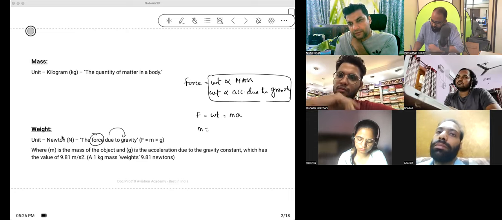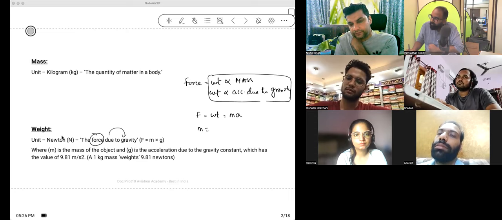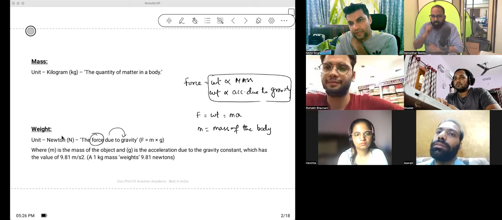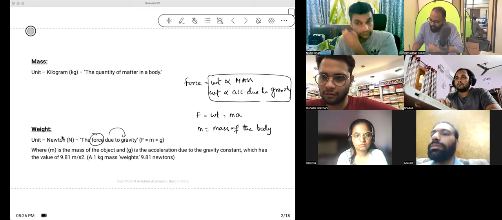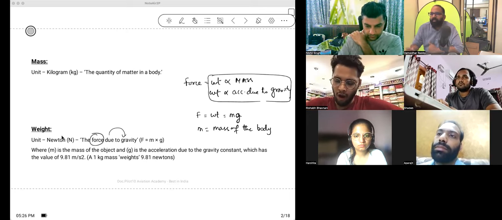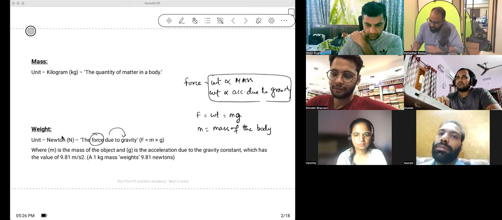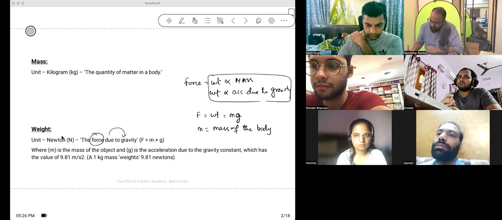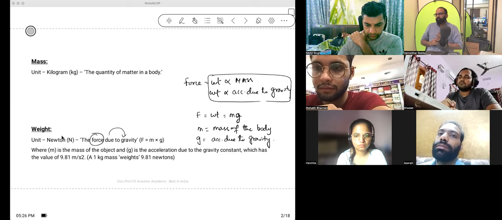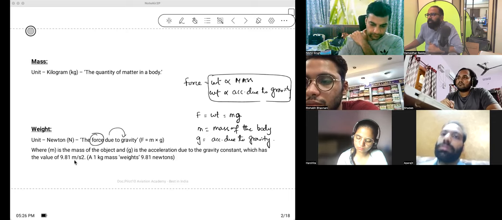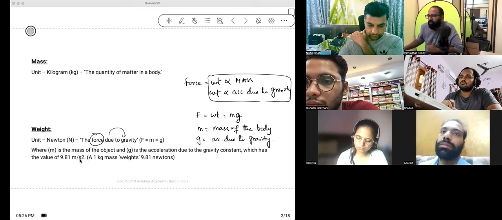What is M? Mass of the body. What is A? Acceleration due to gravity. Instead of A, I'll write G to represent gravity. F equals M A will work anywhere, but we are taking it here. So G is acceleration due to gravity. M is the mass of the object, and G is the acceleration due to gravity, which has a constant value of 9.8 meter per second square. This is not S2, it is second square.